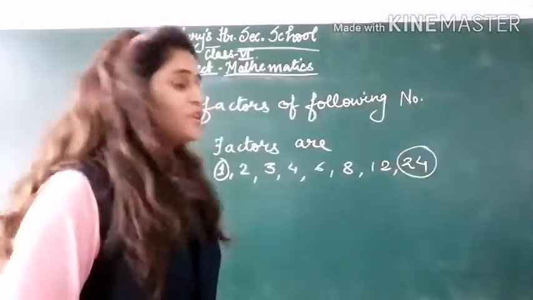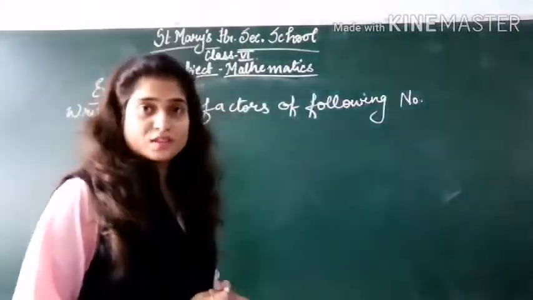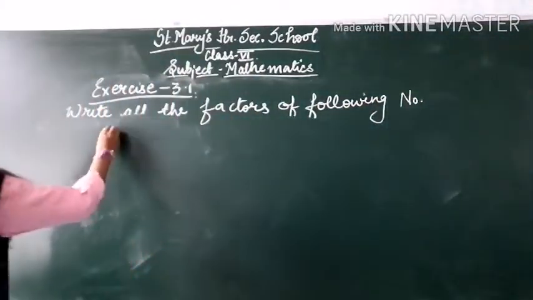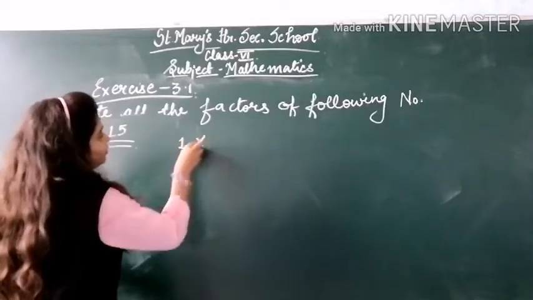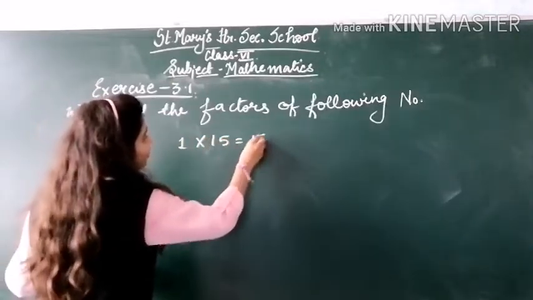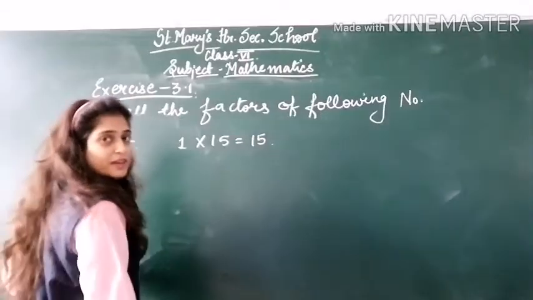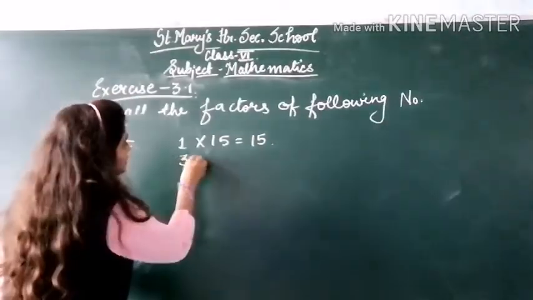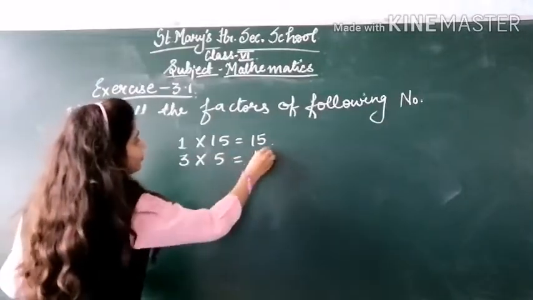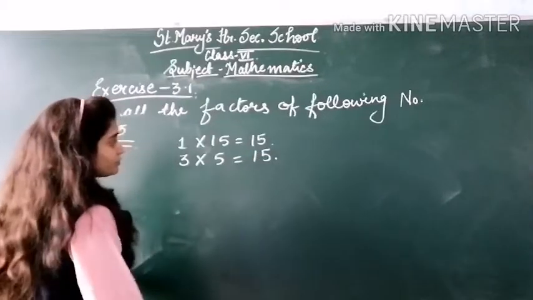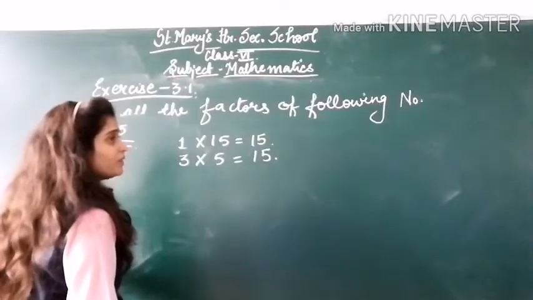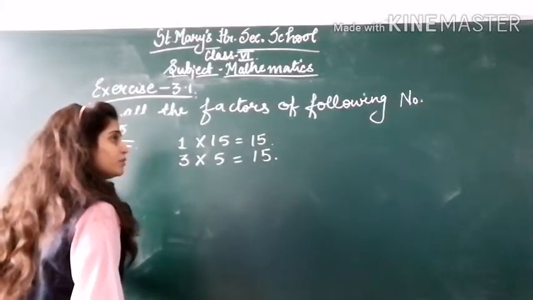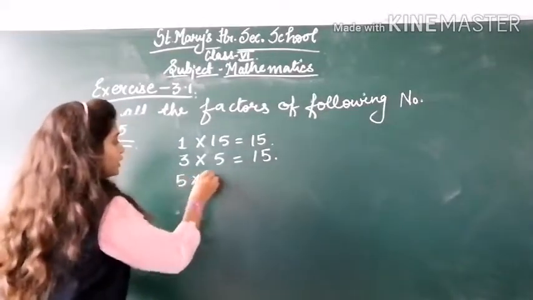Let us see the next question. Next question is 15. 15 is the number. We have to write the factors of 15. So 1 into 15 is equal to 15. In 2's table 15 does not come. It comes in 3's table. 3 into 5 is 15. Now after 3, in 4's table 15 does not come, in 5's table 15 comes. 5 into 3 is 15.